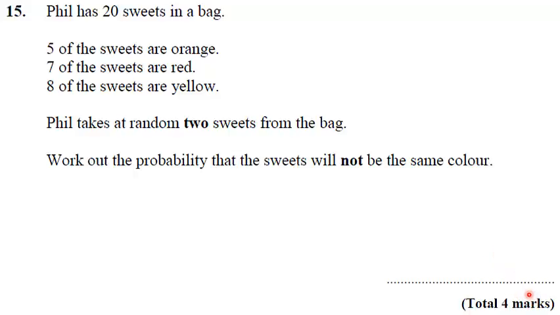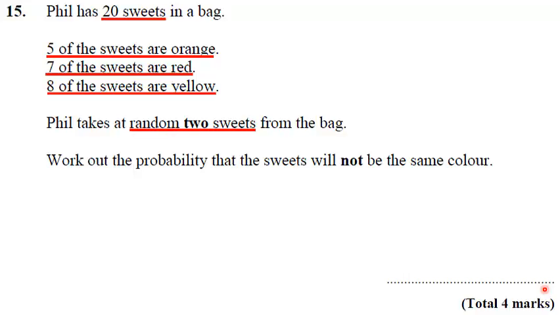Phil has 20 sweets in a bag. 5 of the sweets are orange, 7 of the sweets are red, 8 of the sweets are yellow. Phil takes at random 2 sweets from the bag. Work out the probability that the sweets will not be the same color.